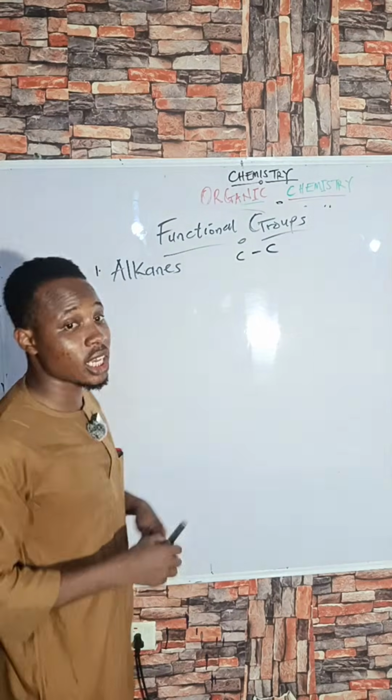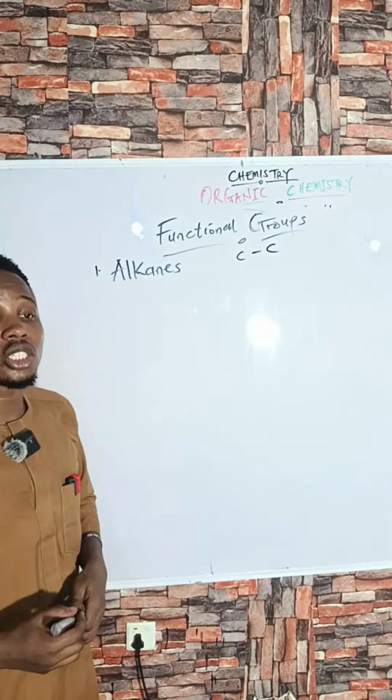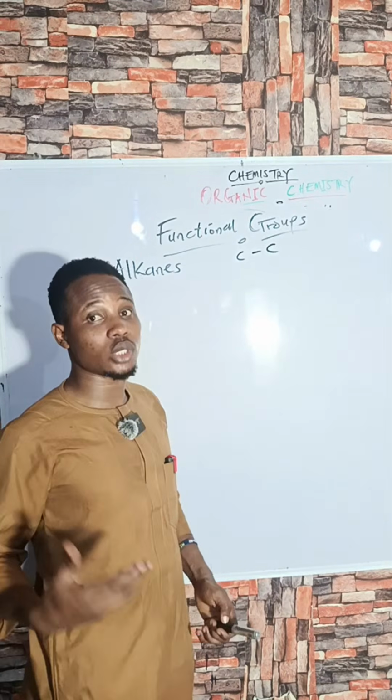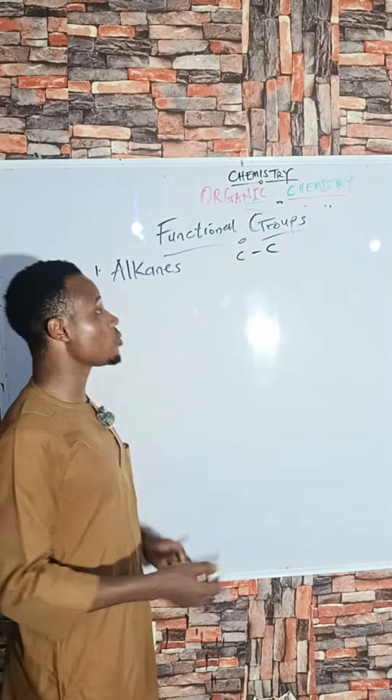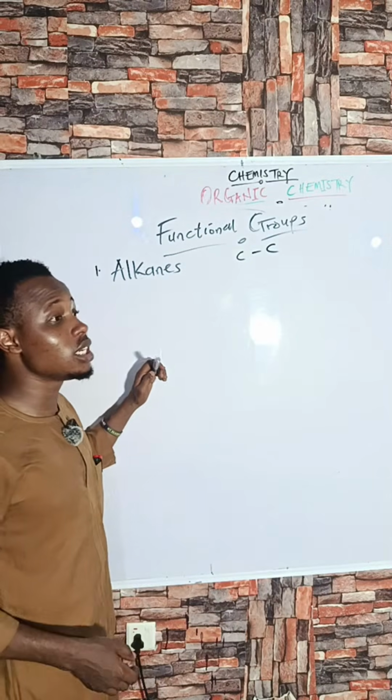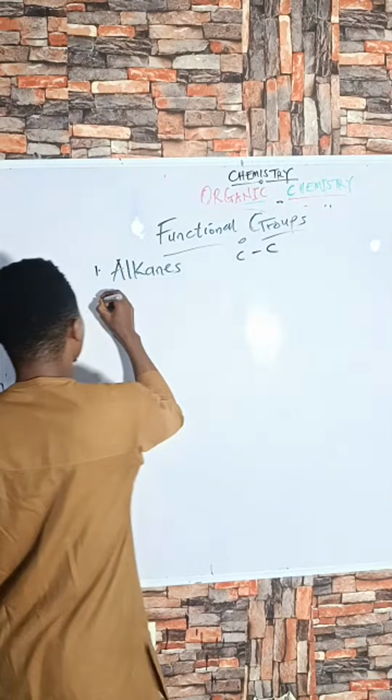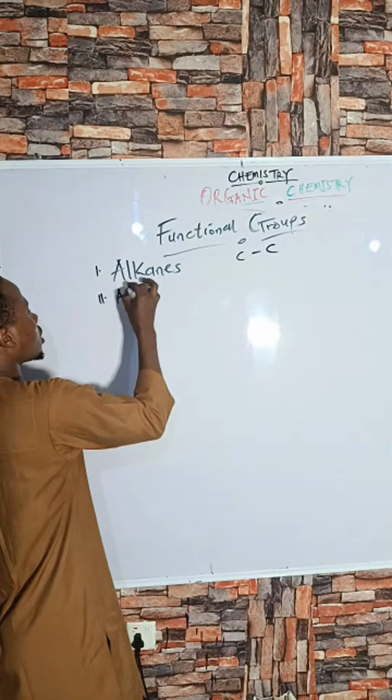Okay. Now, it's also important to know the first member. The first member of your alkane is CH4, which is called methane. Some people don't have methane. That is why it's important to know the first member. So the first member here is methane, CH4. So that is one for alkane.